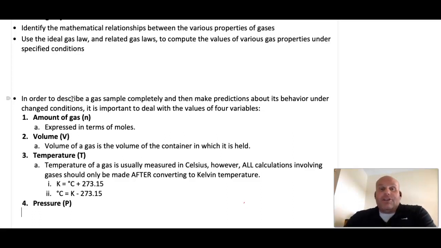And finally, pressure. In the first video from this chapter, I spent a lot of time talking about pressure and the definition of pressure, which is that pressure comes from the collision of the gas particles with the walls of the container. Now, the gas laws are the mathematical relationships between these four variables that I've just outlined here for you.